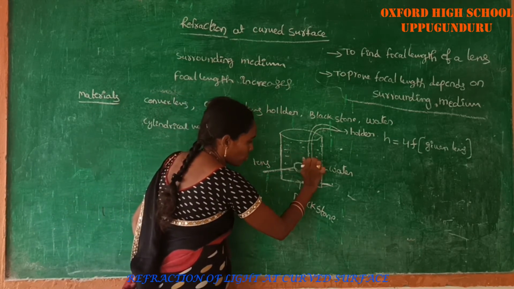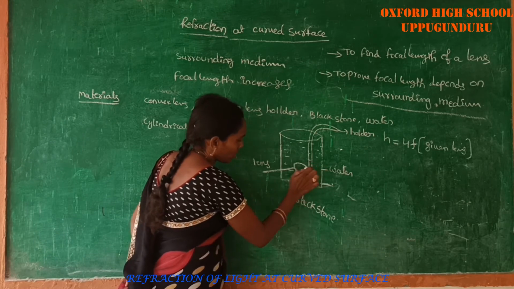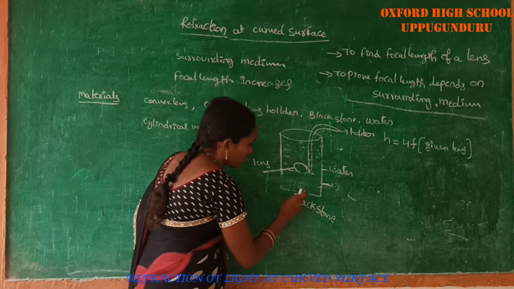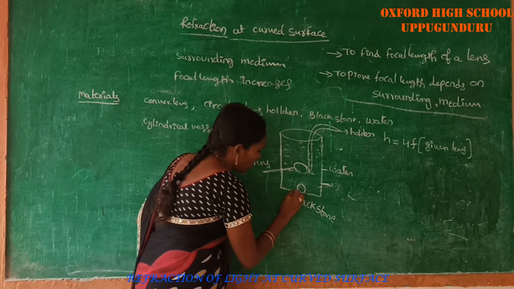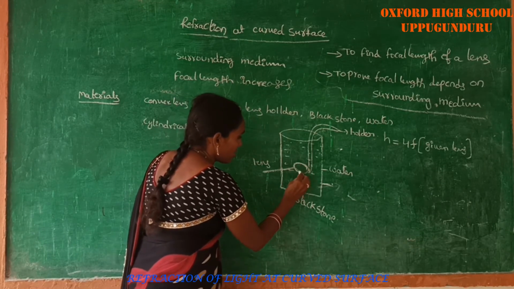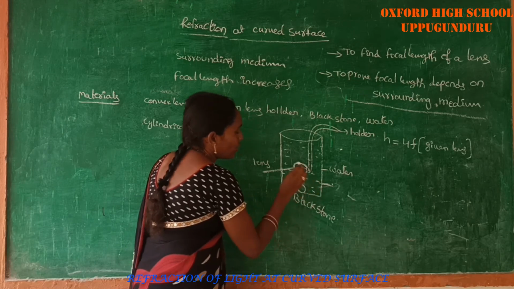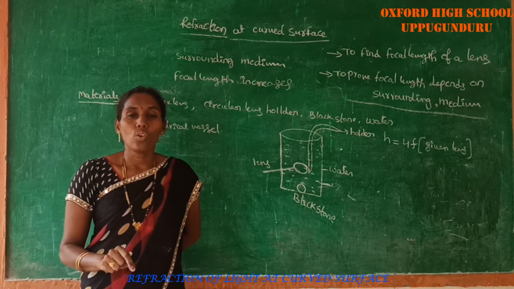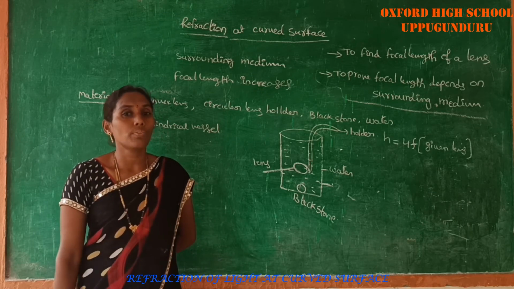After that, we have to set the distance between the lens and the stone. This is the stone. Here, set a distance between the lens and the stone that is less than or equal to the focal length of the lens.